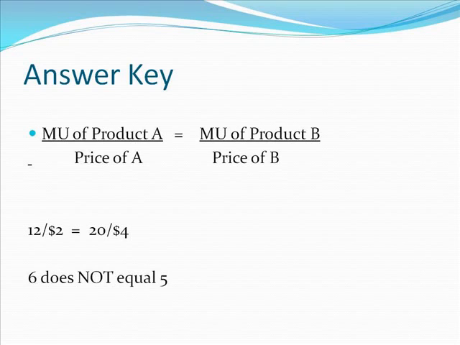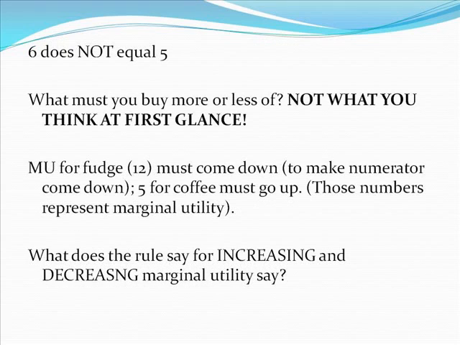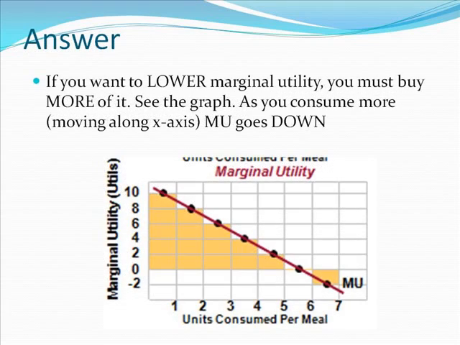So you then have to decide, well, what am I going to buy more or less of, to get that ratio to equal each other? It is not what you initially assume. You want to say at first glance, oh, less of 6, more of 5, but that's not the case. You have to think about this. The 12 has to come down and the 5 has to go up. The way we get to that is by thinking, what does the rule say for increasing and decreasing marginal utility? Well, if you want to lower marginal utility, you have to buy more of it. Look at the graph. MU goes down if you buy more good. So you buy more of the fudge to make the MU lower.